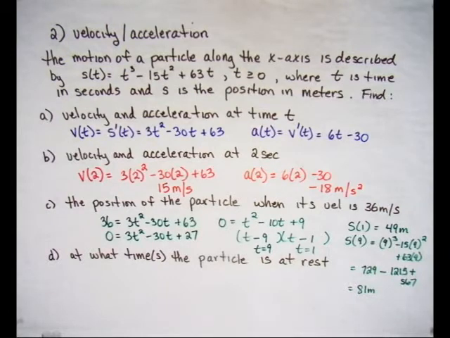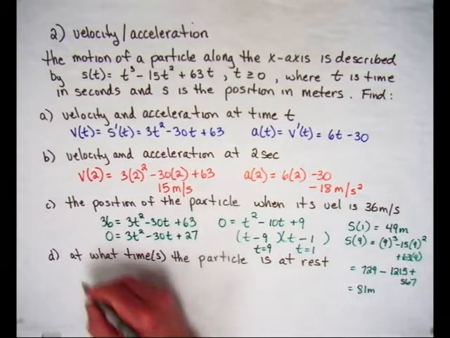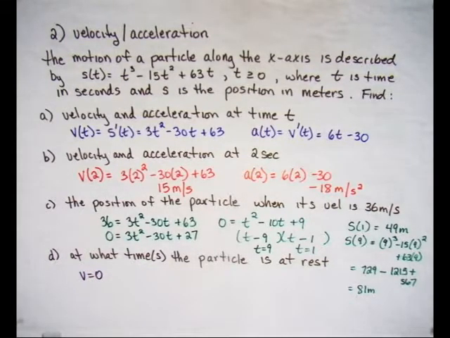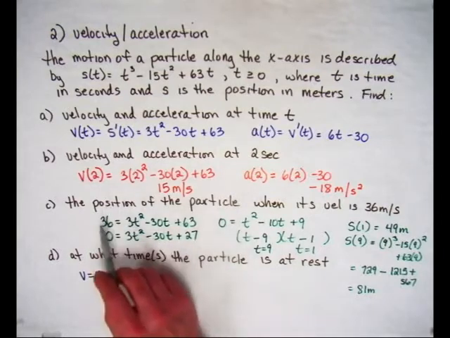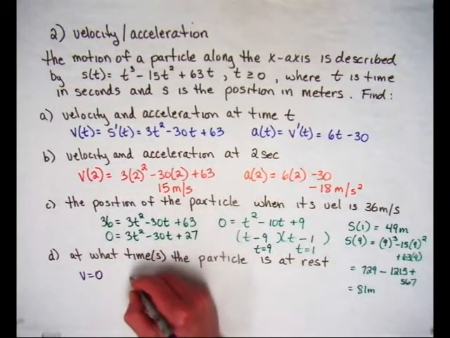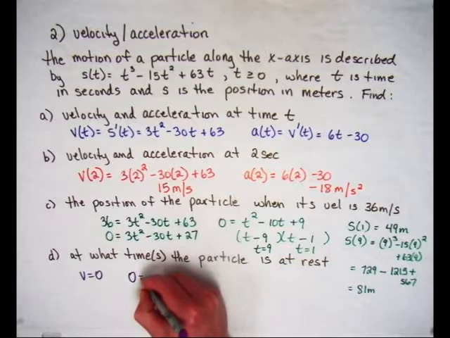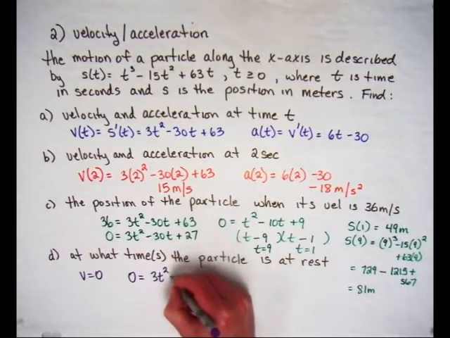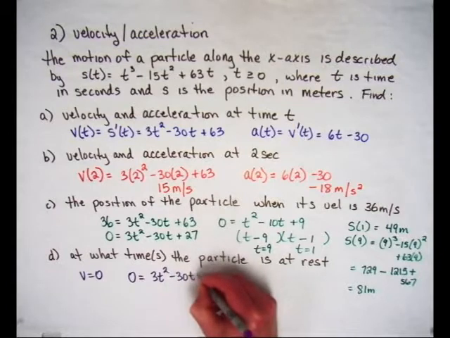And the last question, at what times is the particle at rest? Again, just trying to get you to think about what that means. If a particle is at rest, then it has no velocity. Its velocity is 0. So you're going to want to pick the appropriate function. The appropriate function would be our velocity function. So we would say velocity 0 is equal to 3t squared minus 30t plus 63.